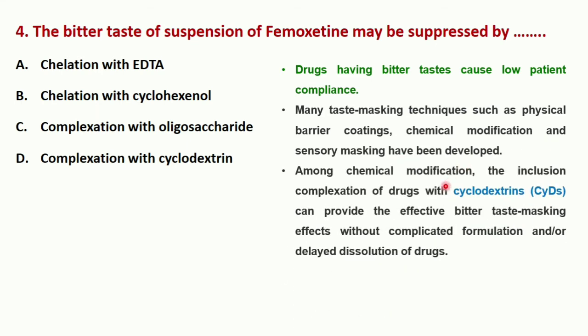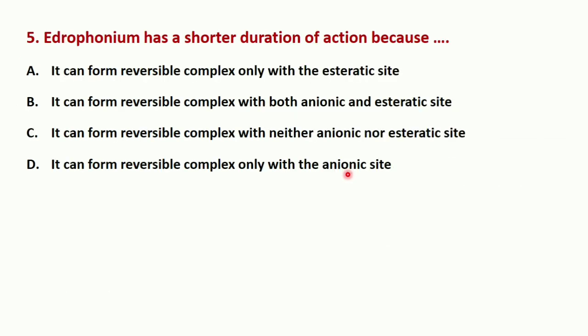Among those chemical modifications, inclusion complexation of drugs with cyclodextrin can provide effective bitter taste masking without complicating the formulation or delaying the dissolution of drugs. There is no effect on the dissolution, and it completely masks the bitter taste of the drug by complexing with the cyclodextrins. So here also, the bitter taste of the femoxetine suspension is completely masked by complexing with the cyclodextrin.